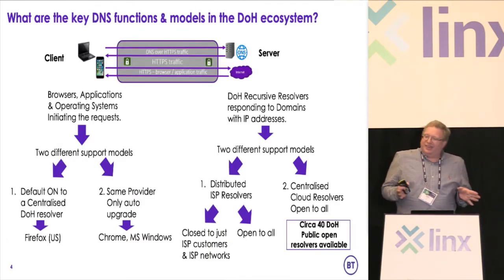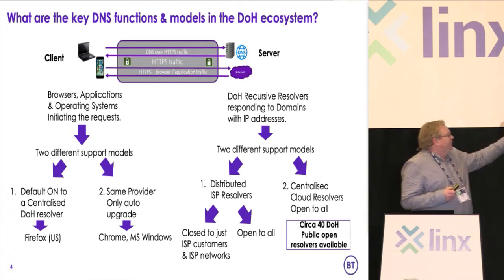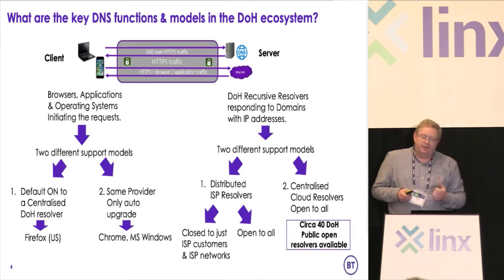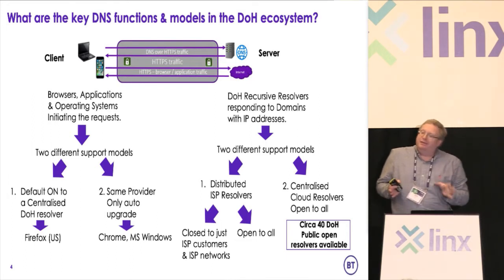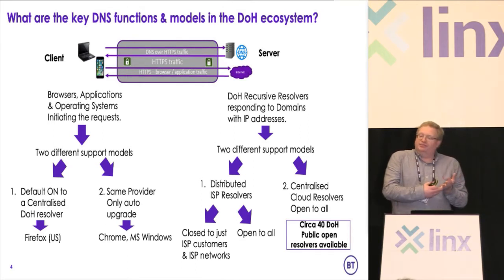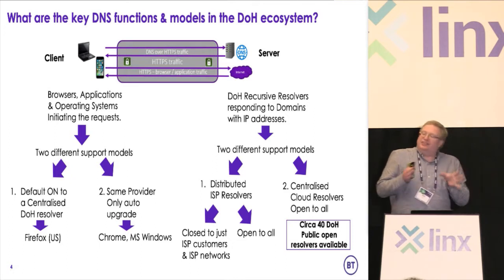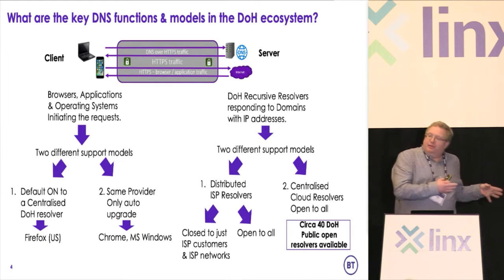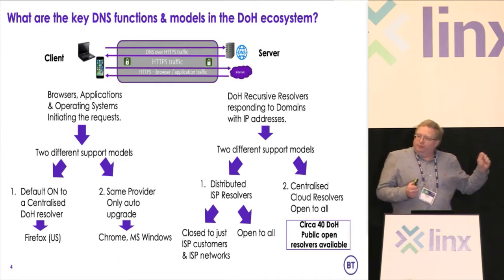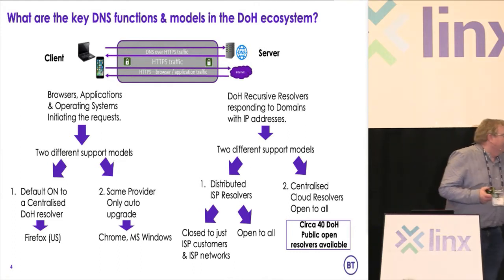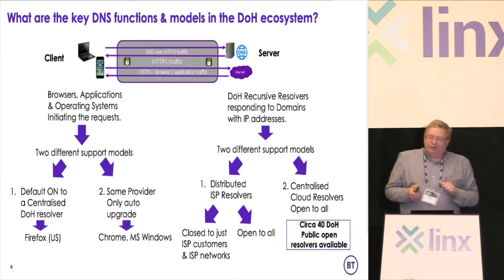So, what are the key DNS functions and models in the DoE ecosystem? Starting on the left-hand side, you've got the clients, the browsers and applications, and the operating systems generating the requests. Now, there's two support models here. There's the default on approach, and this is where the likes of Mozilla Firefox in the US are defaulting on to a centralized DoE resolver. In the US, this is Cloudflare. So that's model one.